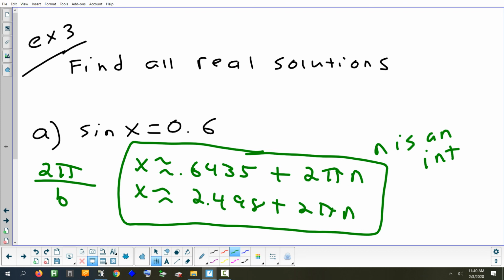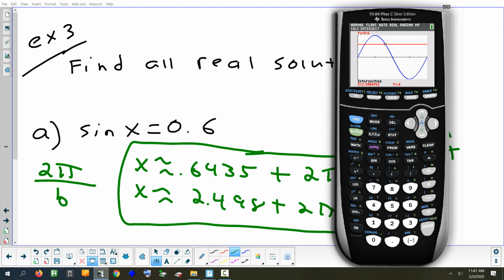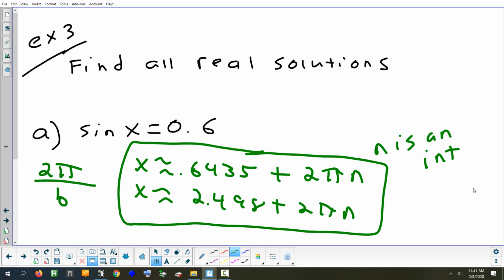Now, if they asked you to do this problem in degrees, you wouldn't be adding 2 pi n. Someone tell me, what is 2 pi equivalent to in degrees? Yeah, 360. So you'd be doing a couple things different. First of all, you'd be putting your mode into degrees. You would be setting your window from 0 to 360. Okay. So you can adjust this to do it in degrees as well as radians. You just have to adjust your calculator, and you have to adjust what you write on paper.